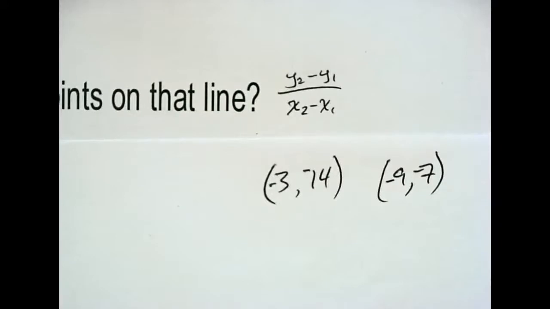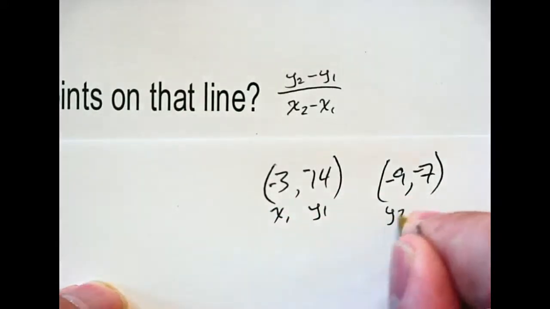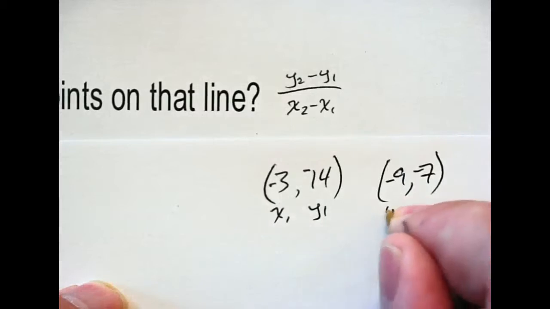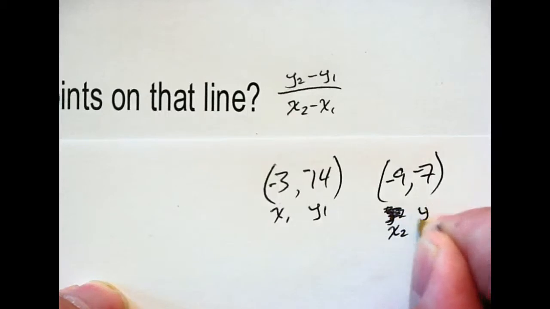All right, so if I'm given those coordinates, and I call this my first coordinate, and this my second coordinate, oops, let's make that an x because it's an x. So x2 and y2.